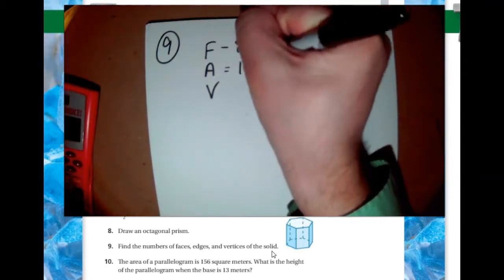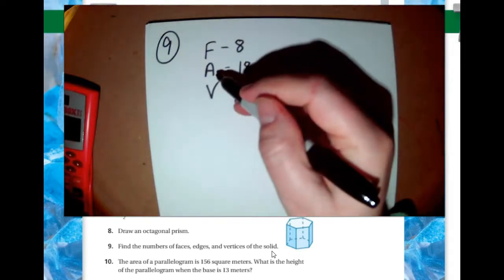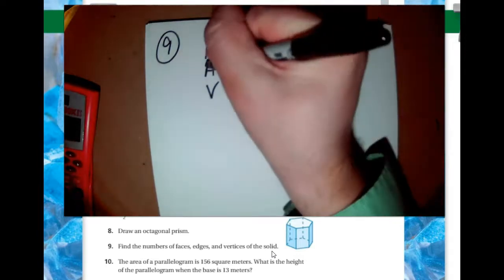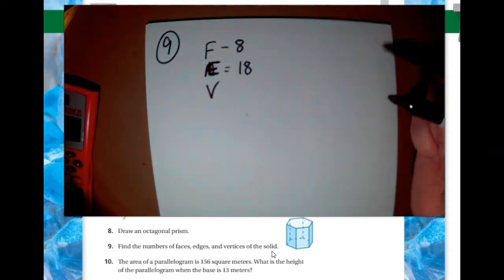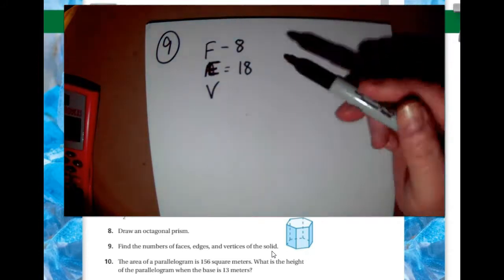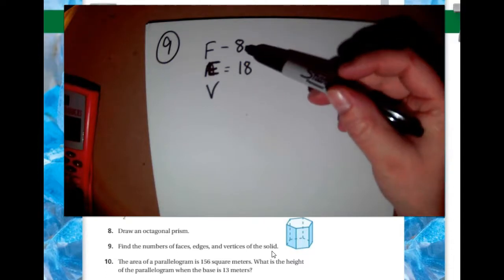What did I just do here? Why do I have an A? I meant that to be an E. Edges. What is going on here? You guys are probably watching this thinking I'm loony. All right, so I've got 18 edges, 8 faces so far.